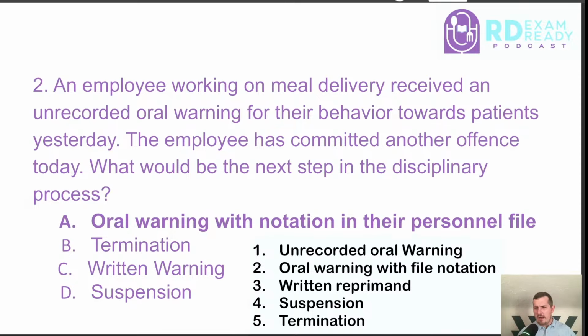Now, a lot of you here, we chose C, and it's not that C was a bad answer for a written warning. It's just saying that in the actual steps per what the text tells us, it's going to start with that unrecorded oral warning. The second step would be an oral warning with file notation, which makes sense. It's an oral warning that's documented at that point.